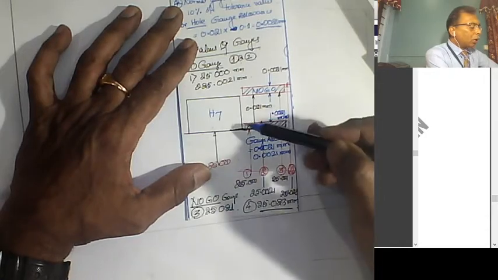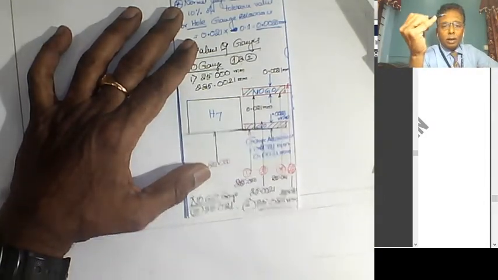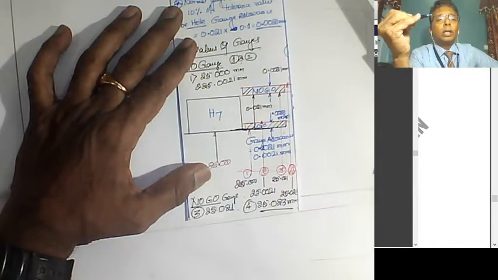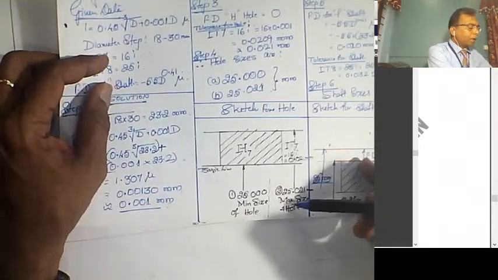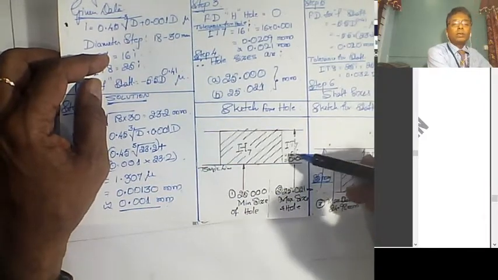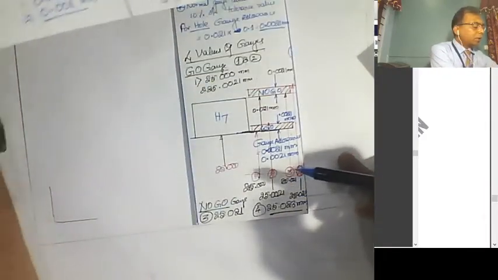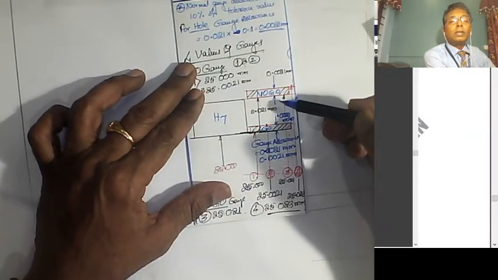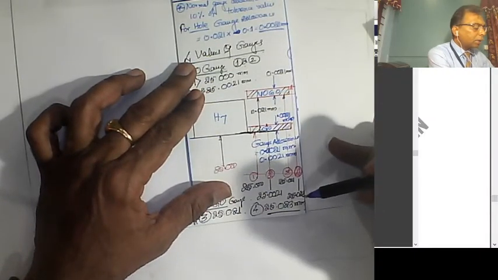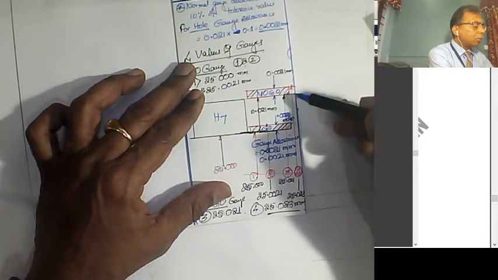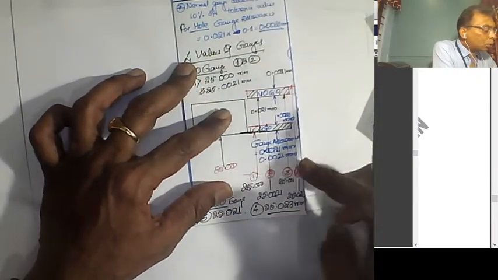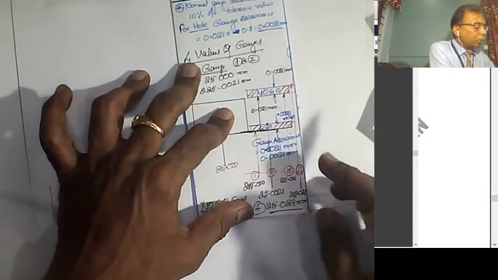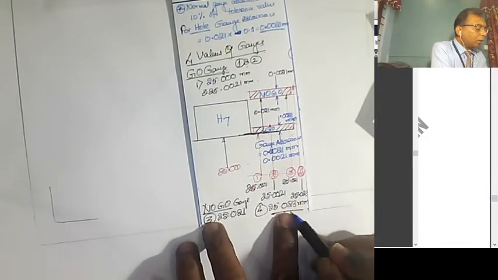Next, the third value, just look at the arrow. The third value is the upper limit of the hole, which is already found out. Look at this, it's already mentioned, 25.021. We are trying to find the same one. Next, add another 10% to this: 25.021 plus 0.0021 becomes 25.0231 mm. This number 4 is 25.023.